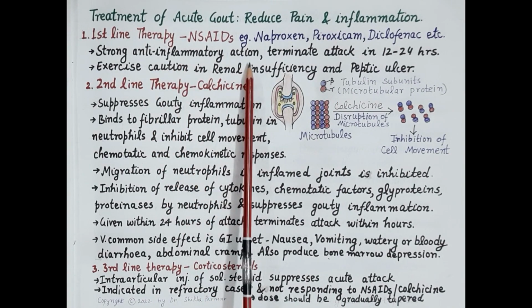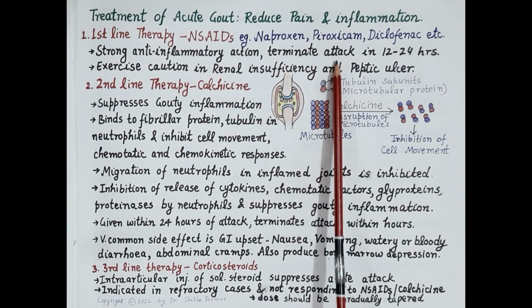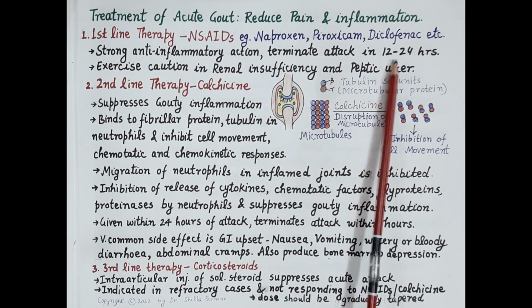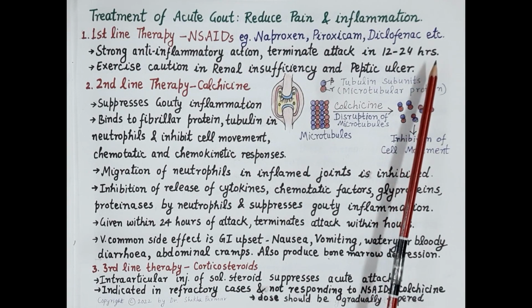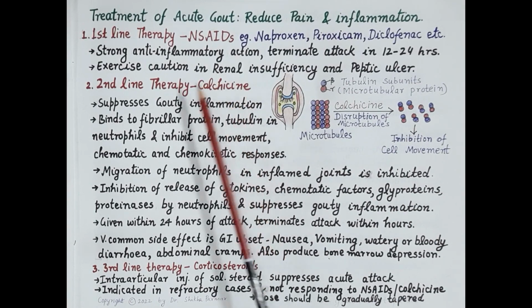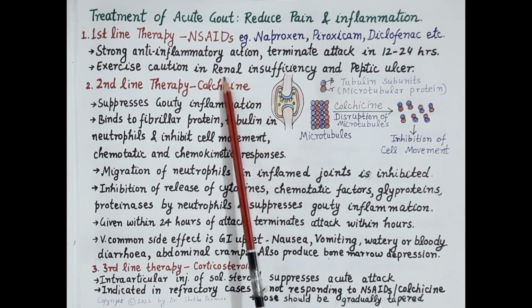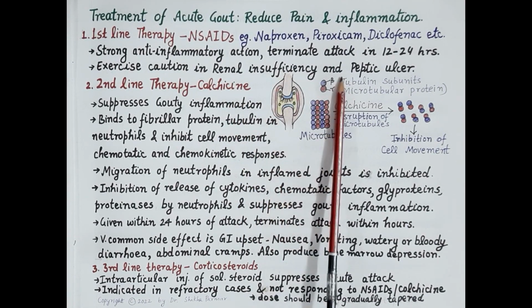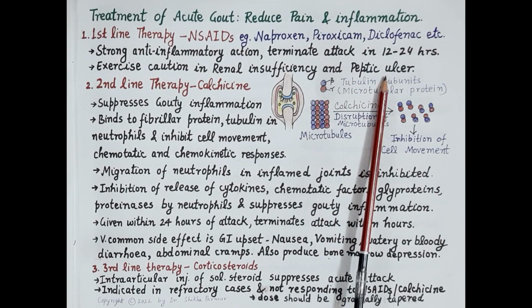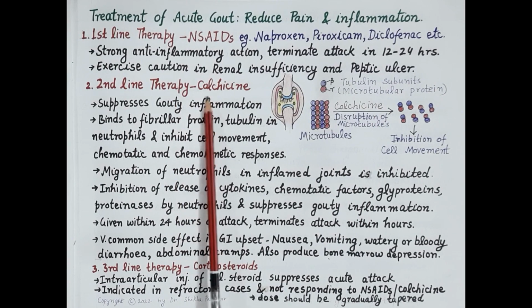They show strong anti-inflammatory action, and these drugs are very effective in reducing pain, as well as inflammation. And these drugs terminate acute gout attack within 12 to 24 hours. And NSAIDs are better tolerated than colchicine. But caution should be exercised when these drugs are given to patients with renal insufficiency and also in patients with peptic ulcer disease. Now, second line therapy for the treatment of acute gout is the colchicine.